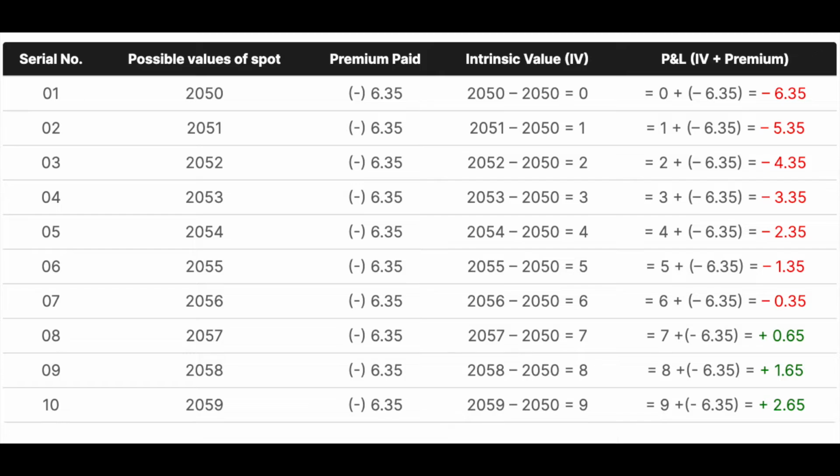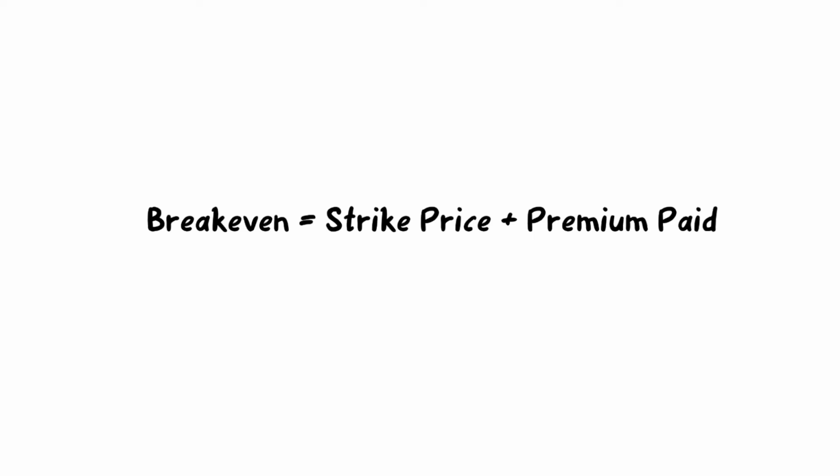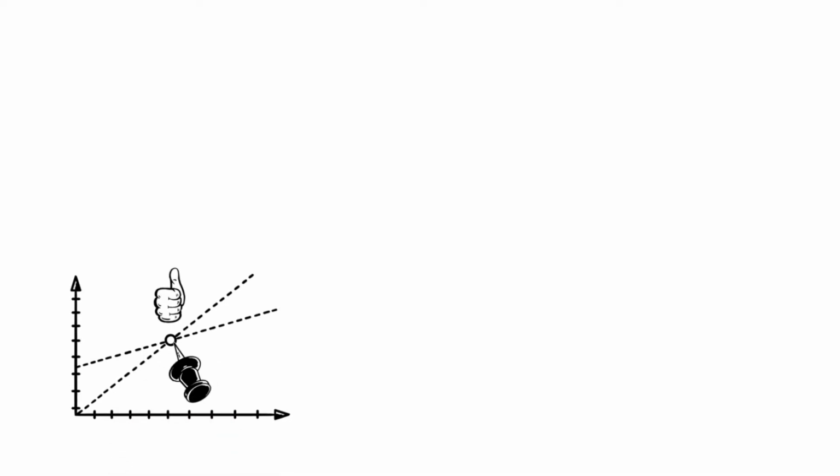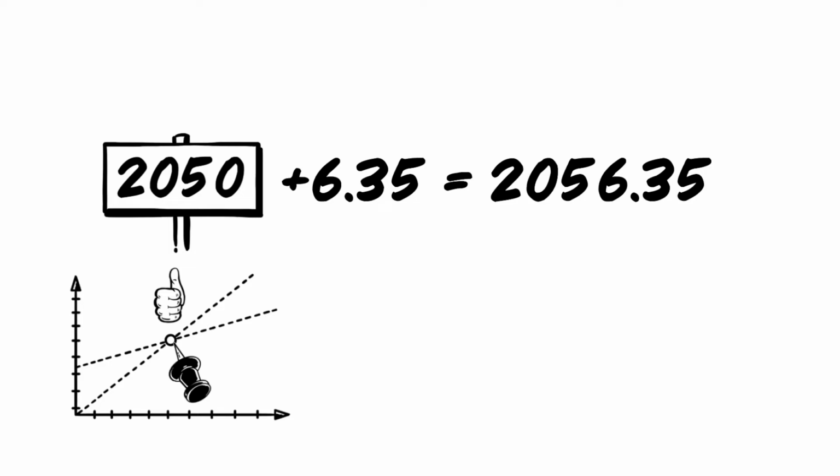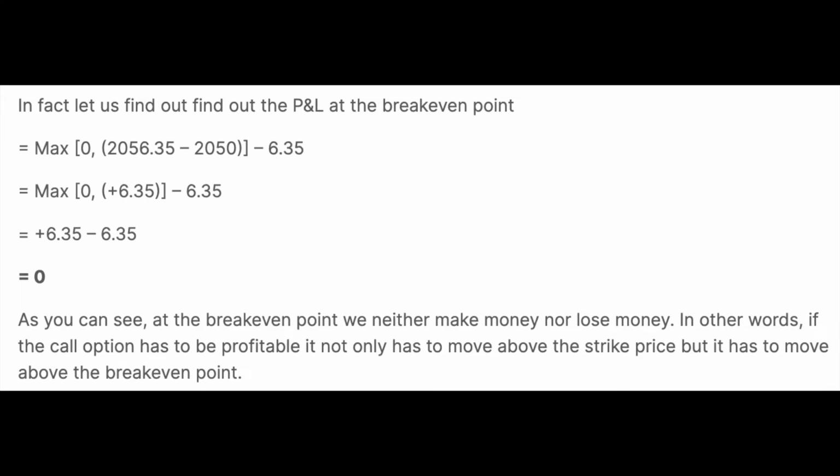The formula to identify the break-even point for any call option is: break-even equals strike price plus premium paid. For the Bajaj Auto example, the break-even point equals 2050 plus 6.35 equals 2056.35. In fact, let us find out the payoff at the break-even point: max(0, 2056.35 - 2050) - 6.35 = max(0, +6.35) - 6.35 = +6.35 - 6.35 = 0. As you can see, at the break-even point we neither make money nor lose money.